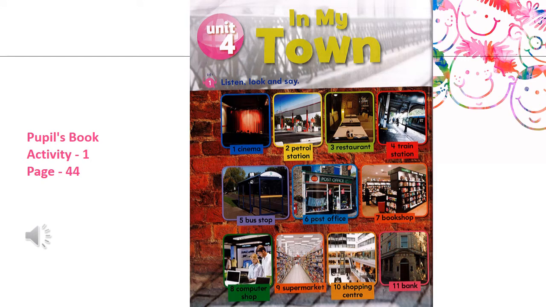You have to take your pupils book, activity 1, page 44. The name of the unit is In My Town. In this unit, you are going to learn different places that we find in a town. What are the important places of a town? A cinema hall, petrol station, restaurants, train station, bus stops, and there are so many other places. Students, there is a listening audio attached here. You have to listen to the audio and learn all the names that you find in a town.